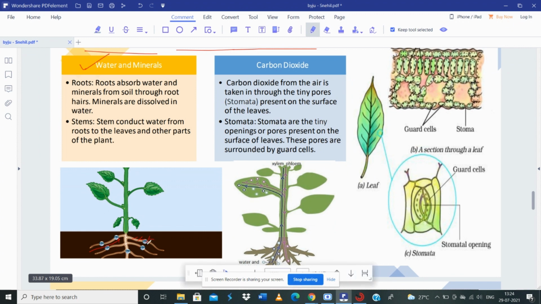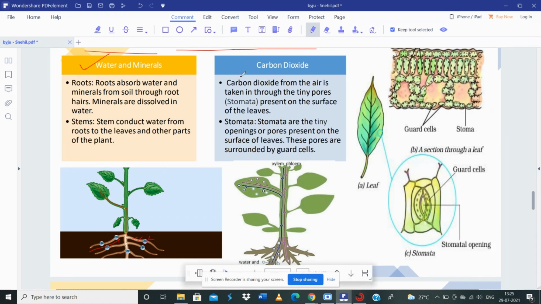Okay, so now our roots are here and they absorb the water and minerals. Now stems will take all the absorbed water and minerals to the leaves. They will conduct the water to the leaves and other parts of the plant. So in this way, we get the idea how these raw materials get transported to the leaves.